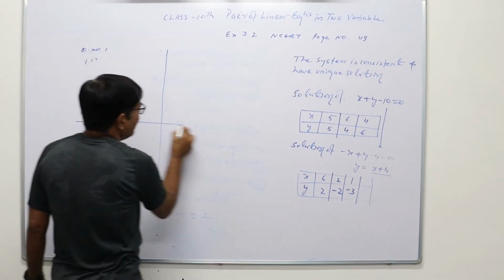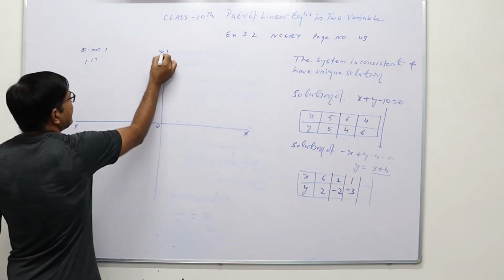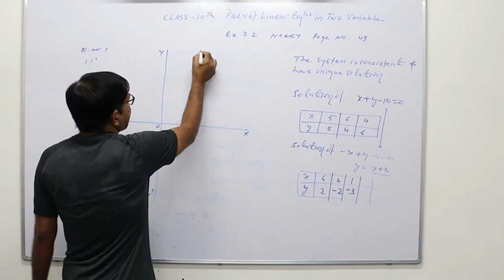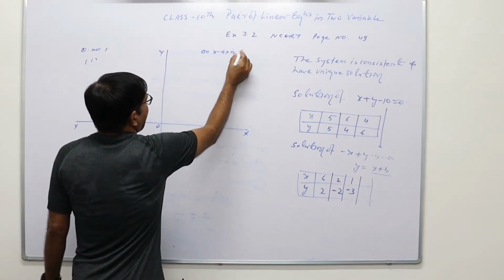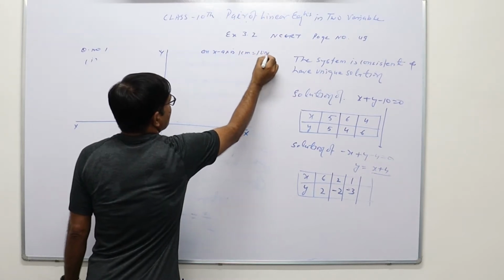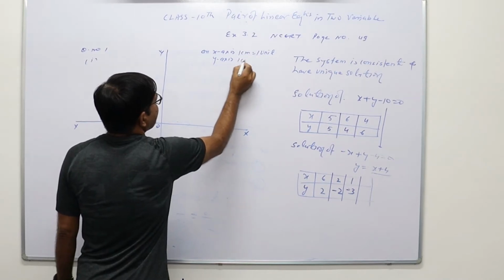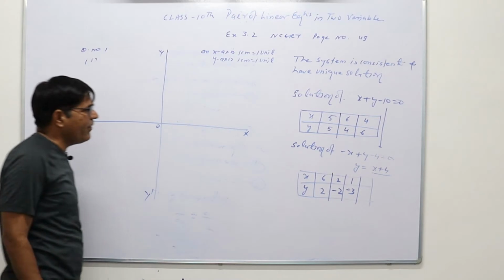Let this be the x-axis, X'OX, and let this be YOY'. On the x-axis, 1 centimeter is equal to 1 unit, and on the y-axis also 1 centimeter is equal to 1 unit. This type of scale you have to take first.